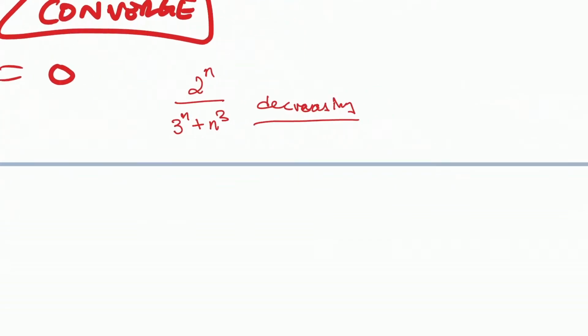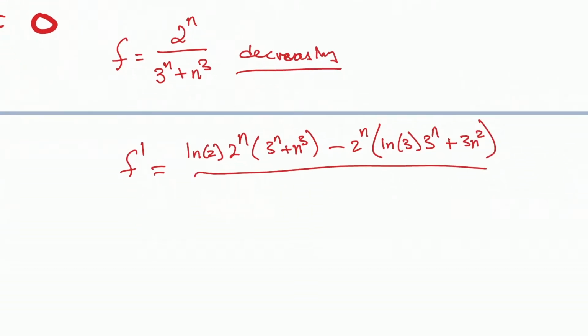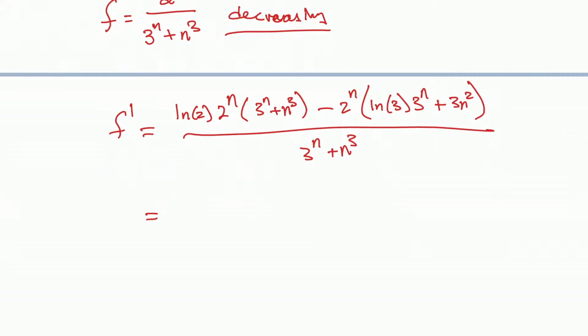I'll do my job. Okay, so we're going to do the derivative. We're going to call this f. So f prime is going to be low d high. So that's going to be the natural log of 2 times 2 to the n times the bottom, minus high d low: 2 to the n times natural log of 3 times 3 to the n plus 3n squared, all over low squared, (3 to the n plus n cubed) squared. So notice I just did the derivative. I know it's painful, but bear with me for just a sec. I have the natural log.